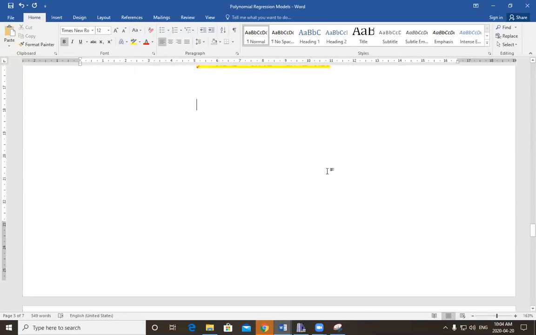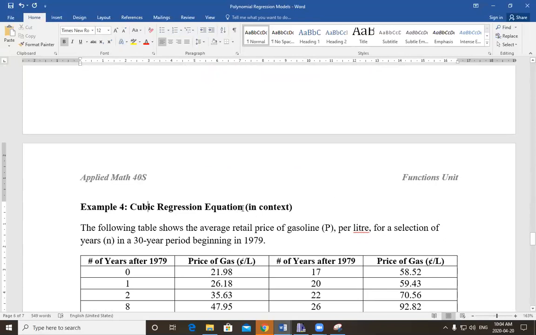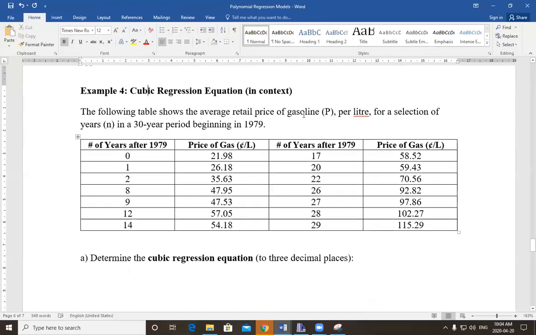All right, so we will look at our final example, which is solving a cubic regression problem in context. The following data table shows the average retail price of gasoline, price P, which will be our dependent variable, and the number of years N is our x, our independent variable. The table shows the average retail price of gas per liter for a selection of years in a 30-year period beginning in 1979.